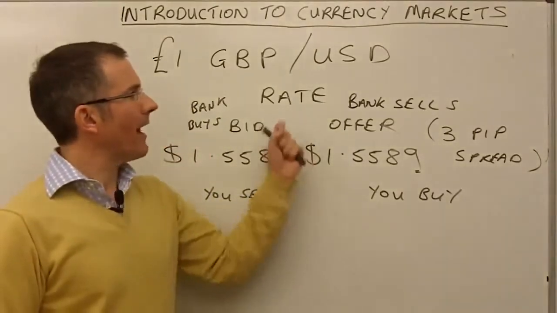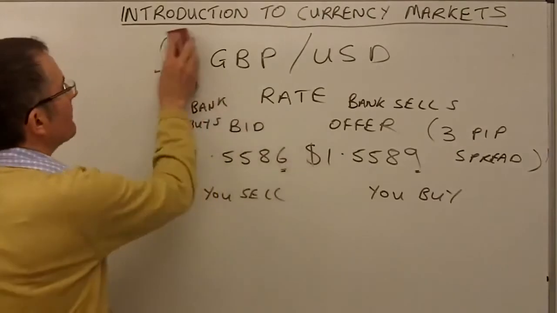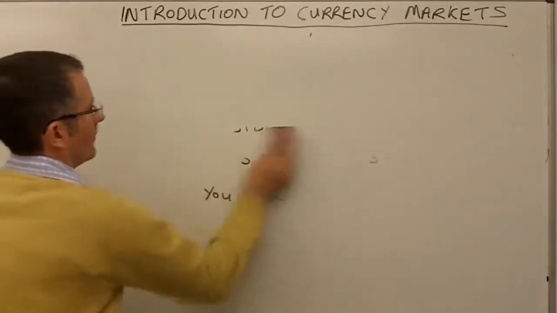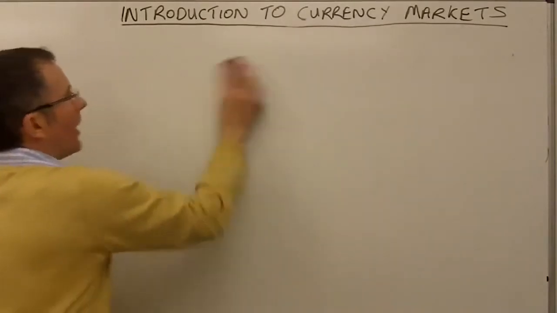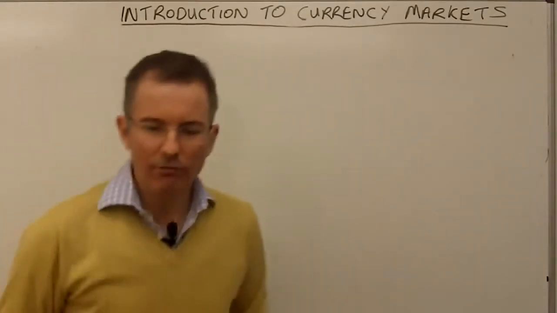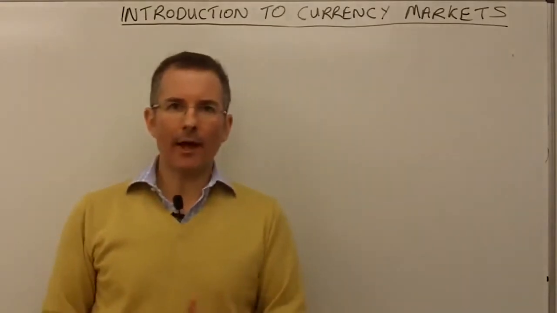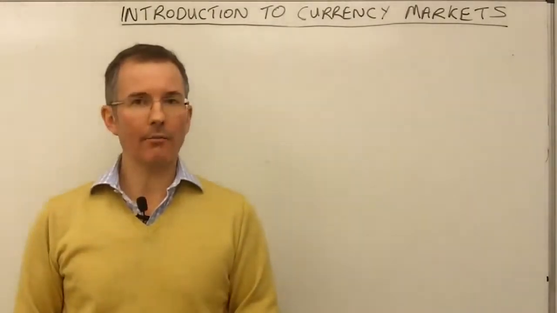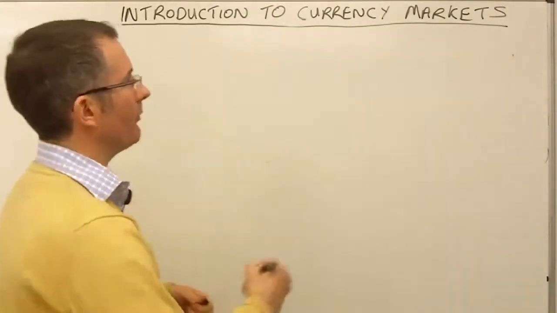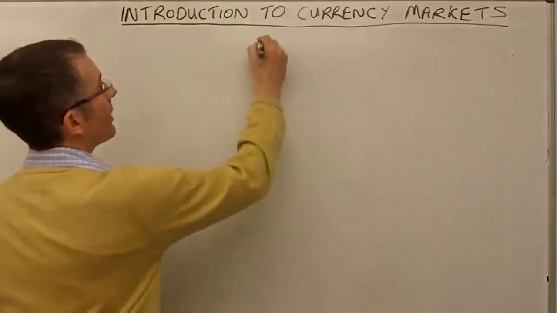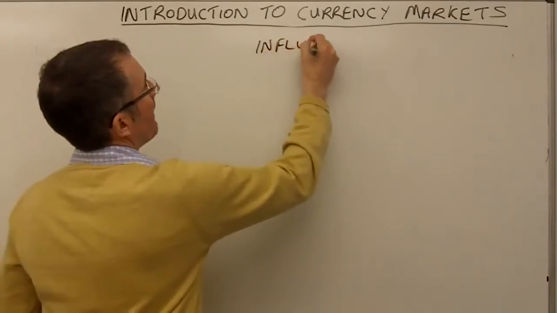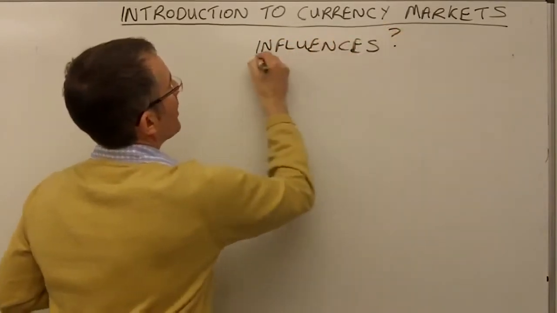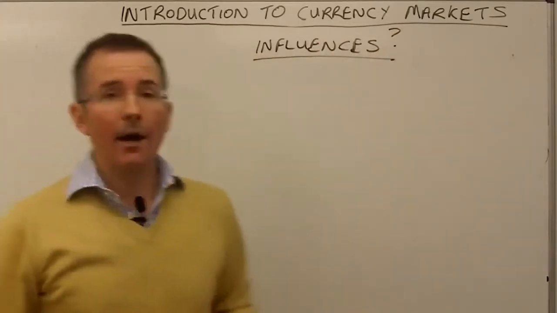what influences that rate? It's all very well saying, well, I now know roughly what it means to buy and sell US dollars using sterling, for example, but why would I? If I was looking to trade, what influences the price of a currency or the exchange rate? And the answer is there are many factors. So what are the influences on a currency pair?